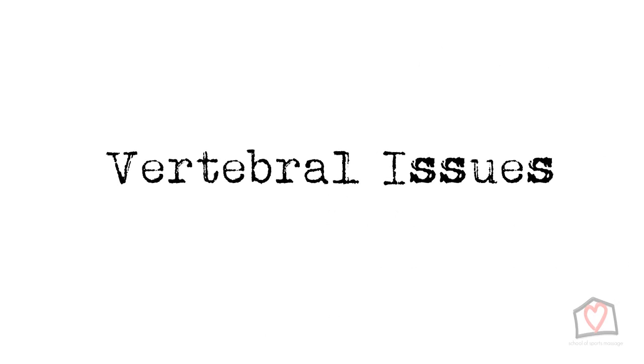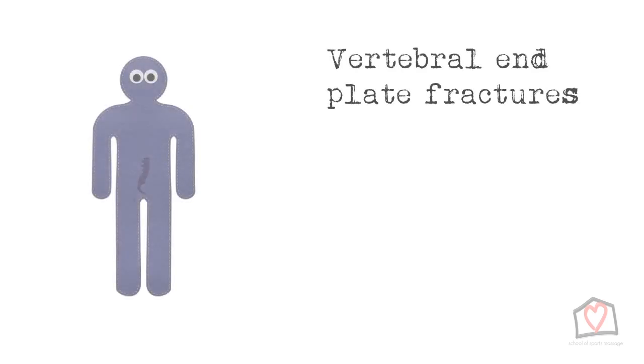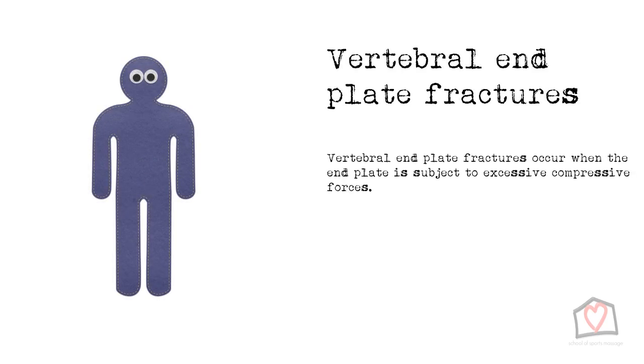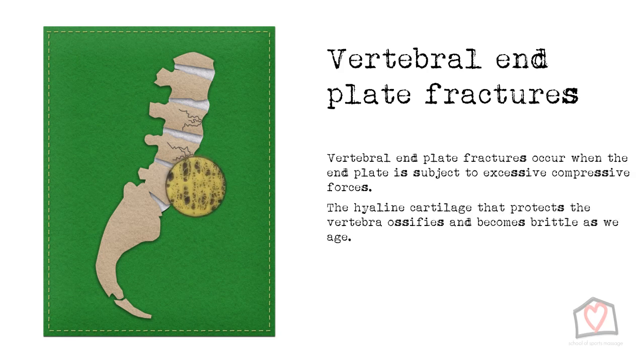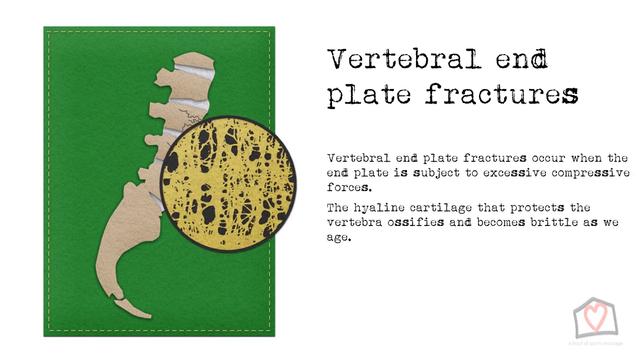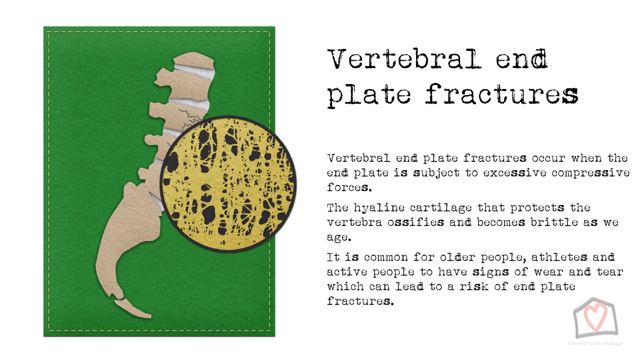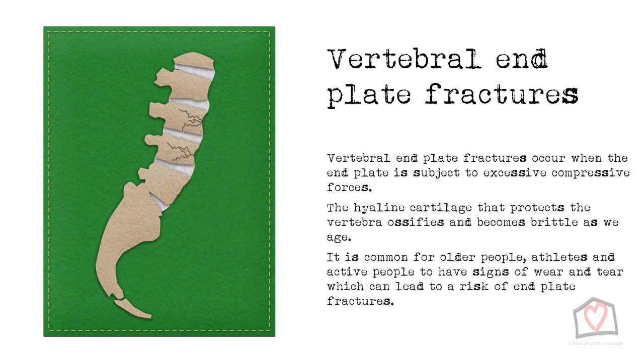Next are vertebral issues. There are a variety of different types to consider. Vertebral end plate fractures are when the end plate is subject to excessive compressive forces that it cannot cope with. As we get older, the thin layer of hyaline cartilage that protects the vertebrae ossifies and becomes increasingly brittle, leaving the area less protected. It is very common for older people, athletes and very active people to have signs of wear and tear and imperfections, which can lead to greater risk of end plate fractures.